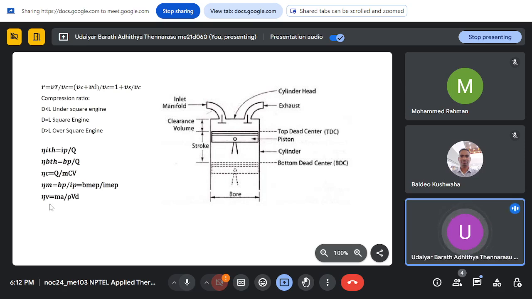And then volumetric efficiency is the mass of air divided by rho times Vd times density. Here Vd is the displacement volume, or you can say the swept volume. So it is rho times the swept volume.